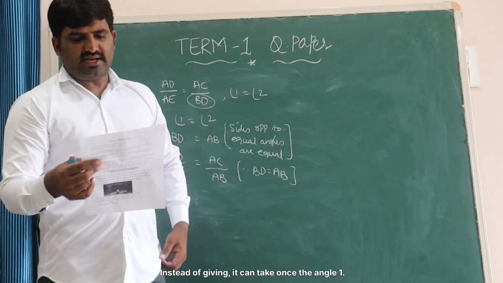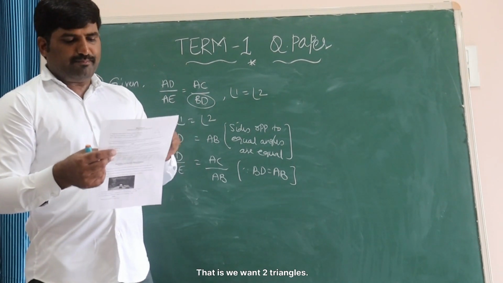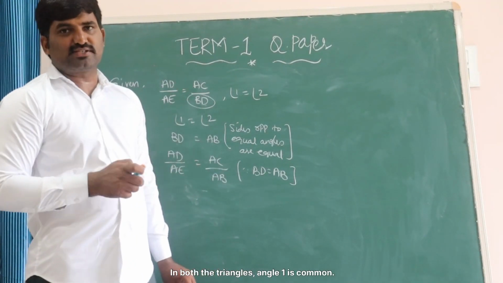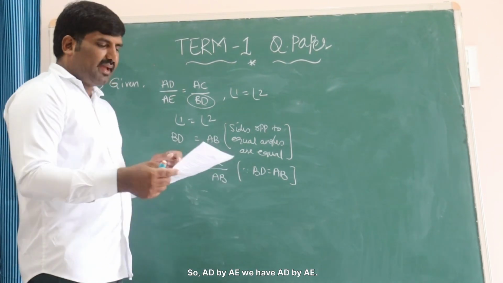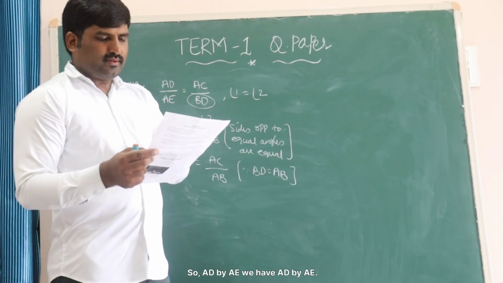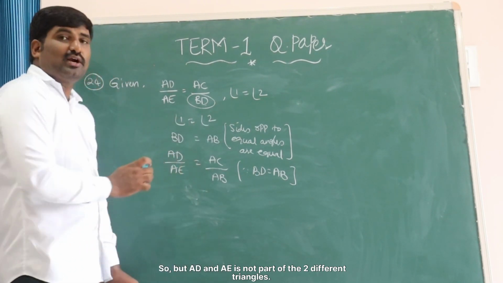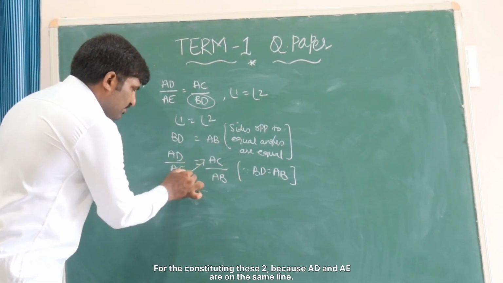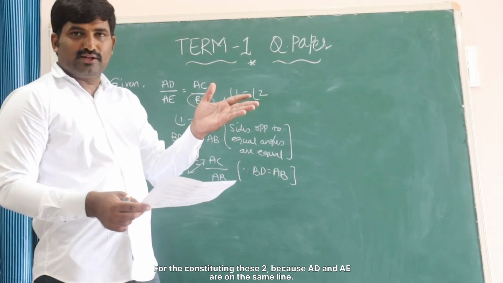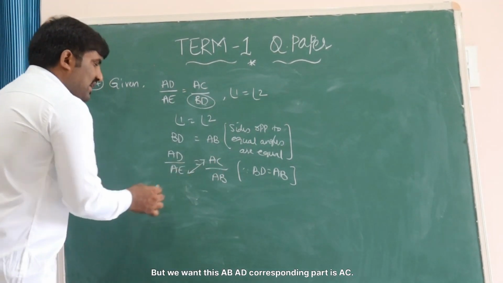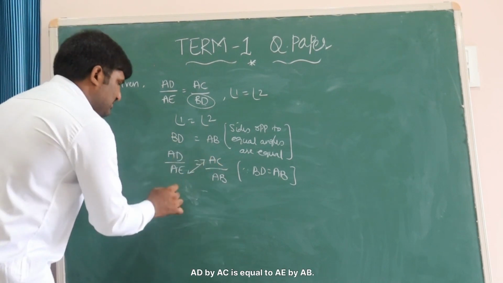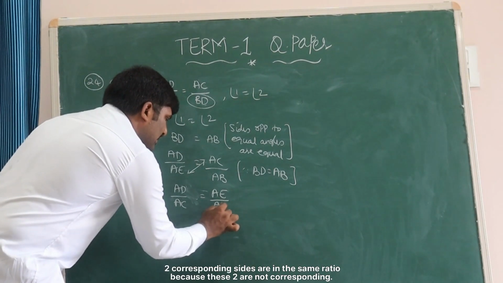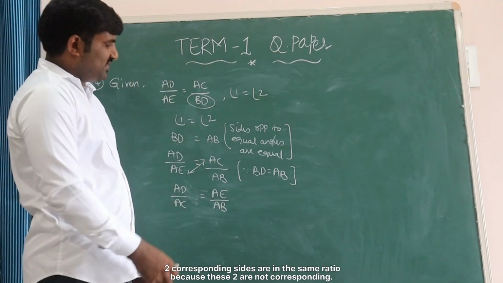The angle 1, that is, we want two triangles, right? BAE triangle and CAD triangle. In both the triangles angle 1 is common. So we have AD by AE, but AD and AE are not part of the two different triangles. So I am switching these two because AD and AE are on the same line, but we want AD's corresponding part, which is AC. So AD by AC is equal to AE by AB. Now two corresponding sides are in the same ratio, because these two are not corresponding.